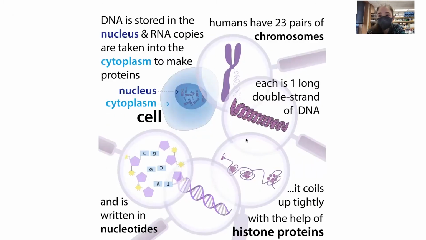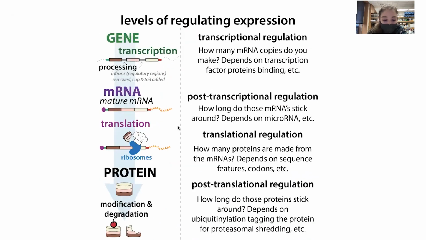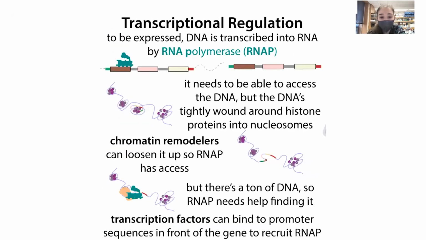Because this DNA is normally all coiled up, and in order to make a protein from the instructions, we need to basically make an RNA copy of the DNA. So if we want, we can regulate how many RNA copies we make by regulating transcription. And this is going to involve transcription factor proteins binding, etc., and how accessible the region is.